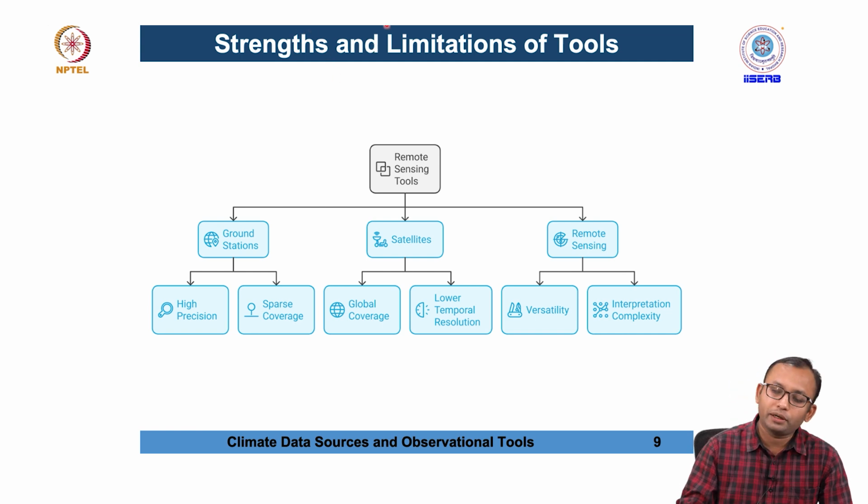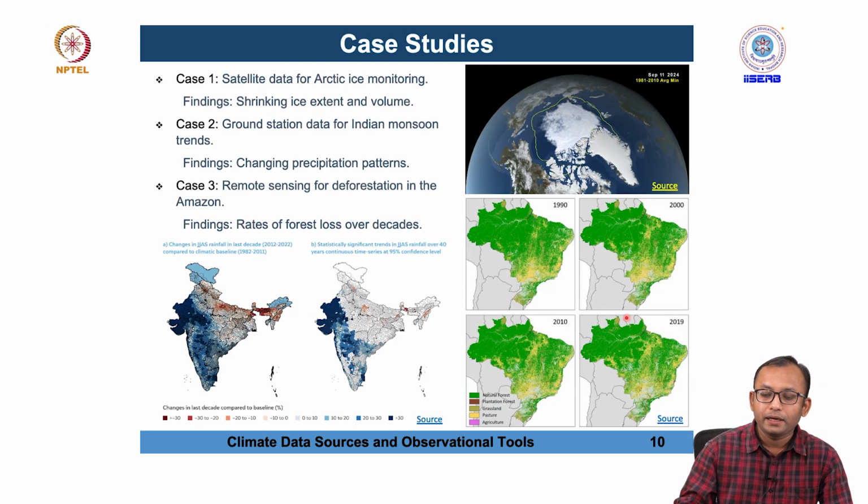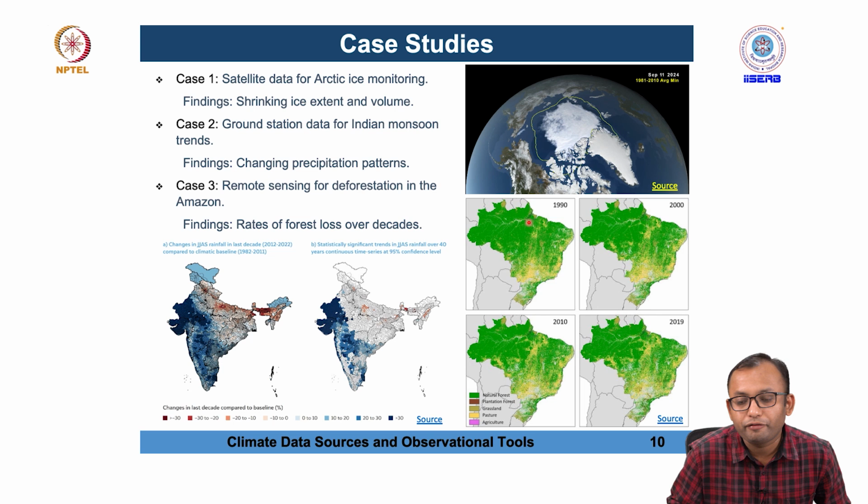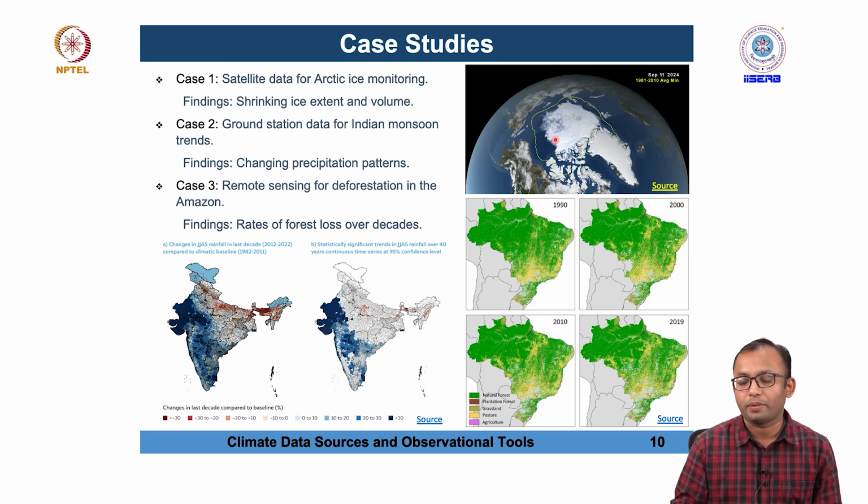So this is one kind of summarizing the strengths and limitations of tools. For example, when we are talking about remote sensing tools or ground observations, there are ground stations, there are satellites, there are remote sensing data sets. Ground stations cover high precision but sparse coverage, satellite data has global coverage but lower temporal resolution, and remote sensing or reanalysis data sets can have versatility but also interpretation complexities. So these are some of the case studies which can tell us about the application of different types of data sources across different parts of the world.